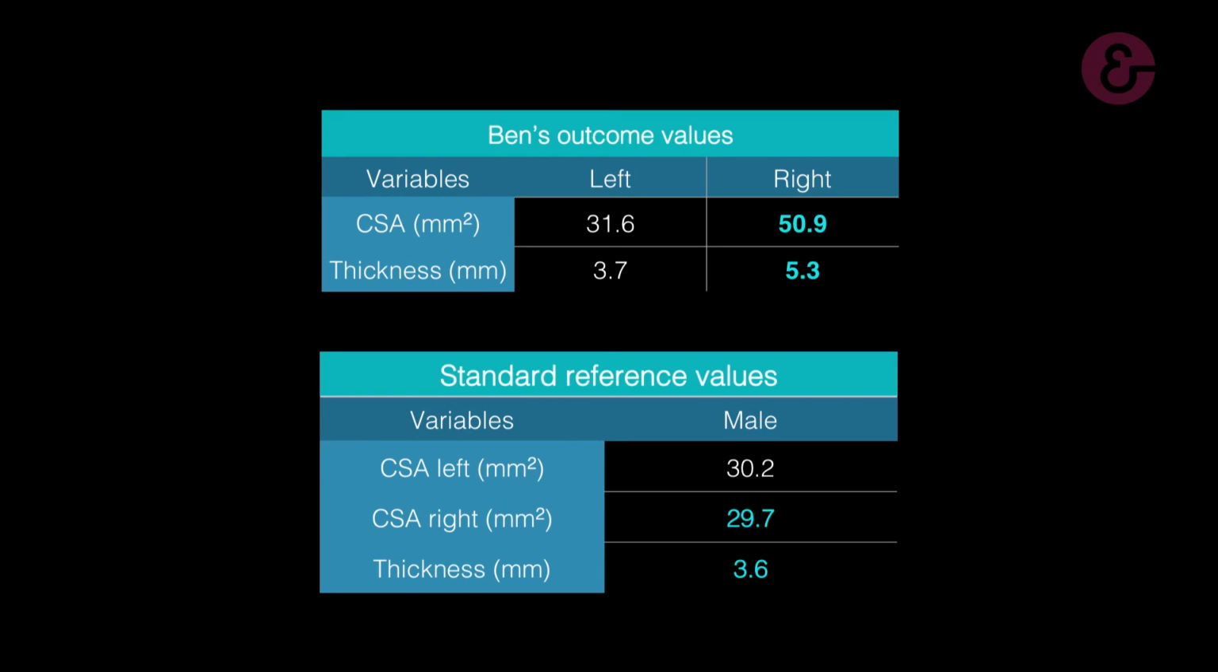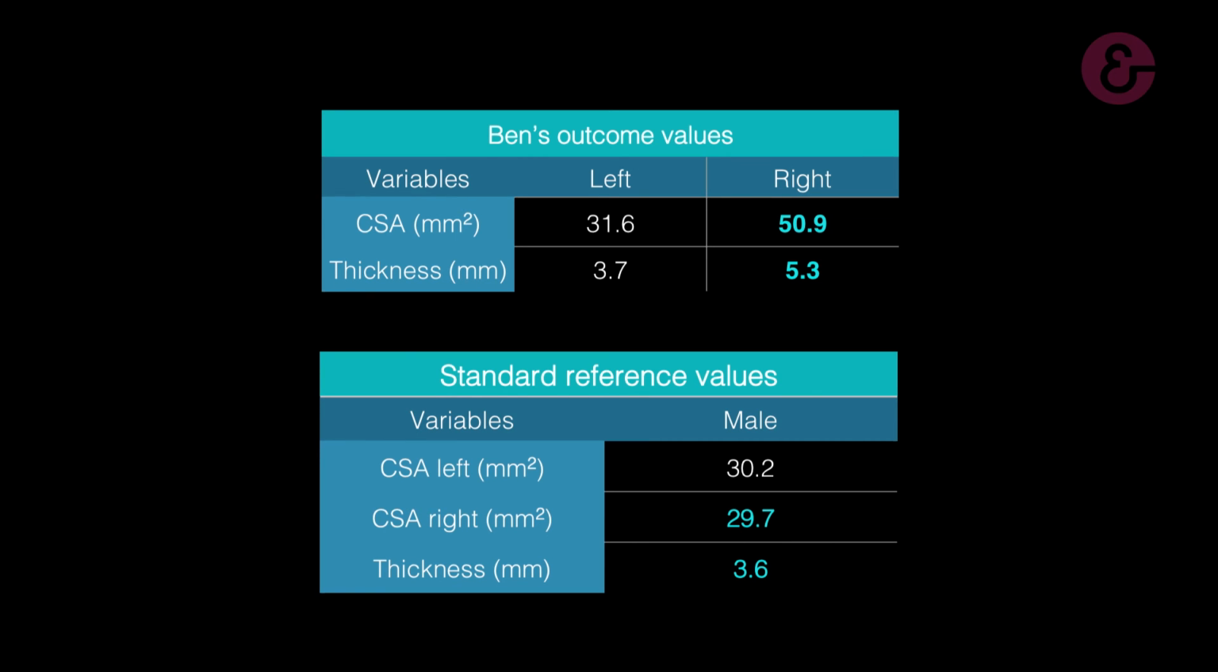So if we now go back to the values of Ben, we see that his cross-sectional area on the left side was 31.6. In comparing to the standard reference values that I found for male gender, which were 30.2 on the left side, we see a slight increase. However, this increase could be explained by his above average height, weight, and BMI. If we now take a look at his right cross-sectional area value, which was 50.9, in comparing to 29.7 in my group, we see an increase that cannot be explained based on the standard reference values, nor by the predictor variables. And this suggests tendon pathology.